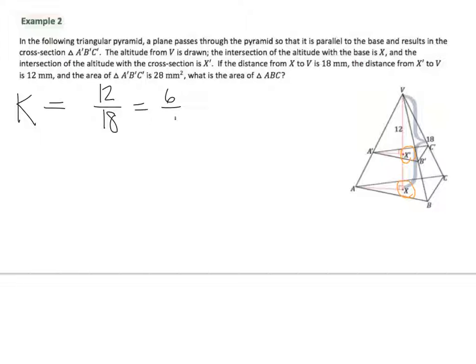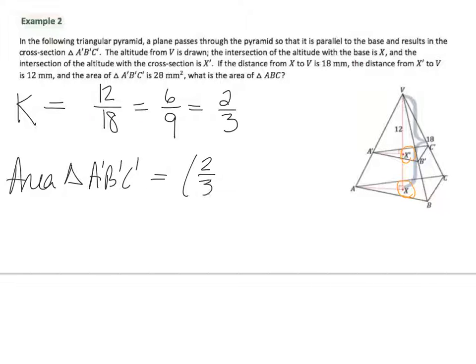There we go. 6 over 9, which simplifies to 2/3. I probably took too many steps in that one. Oh well, so there's my scale factor. We know that the cross-section is similar to the base of the triangular pyramid. So I can say that the area of triangle A prime, B prime, C prime is going to be 2/3 squared, because when we are doing scale factors with area, we square the scale factor.